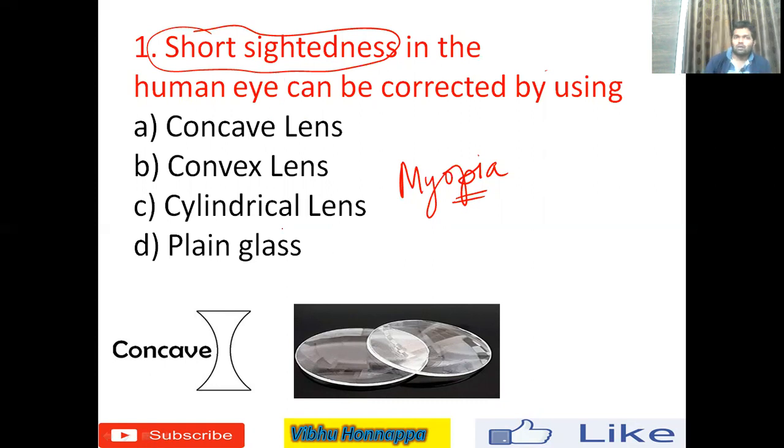Those kinds of eye defects can be rectified by using concave lens. Short-sightedness or myopia can be corrected by concave lens. So the right answer for the first question is concave lens. How about convex lens? Another common eye defect is hypermetropia.